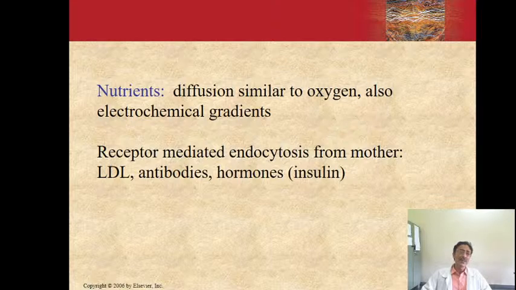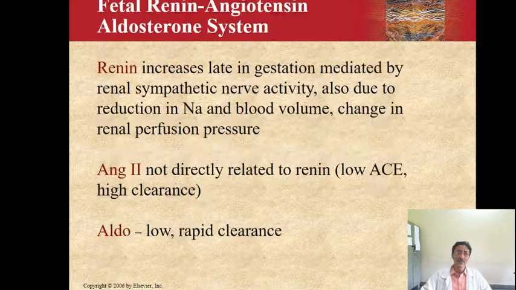Nutrition is also similar, by way of diffusion from electrochemical gradients, where there is a higher concentration of nutrients in the maternal circulation and a lesser concentration of nutrients in the fetal circulation, so diffusion takes place. In addition to this, certain substances like antibodies, hormones and LDL are transferred through receptor mediated endocytosis from the mother into the fetal circulation.